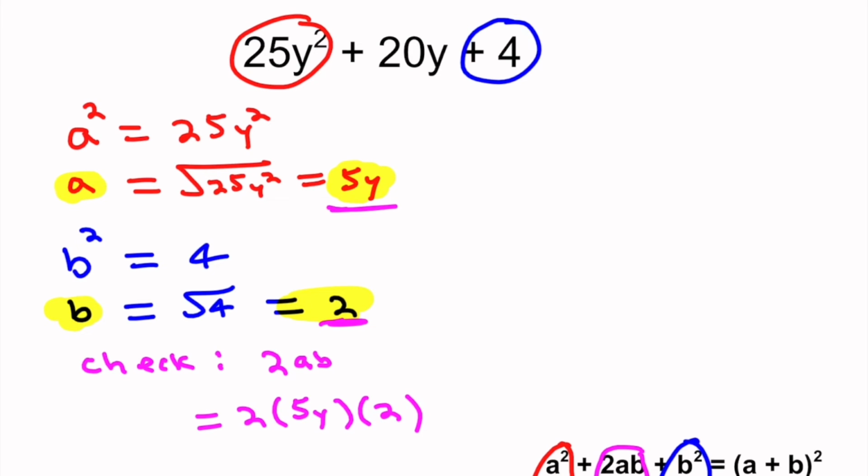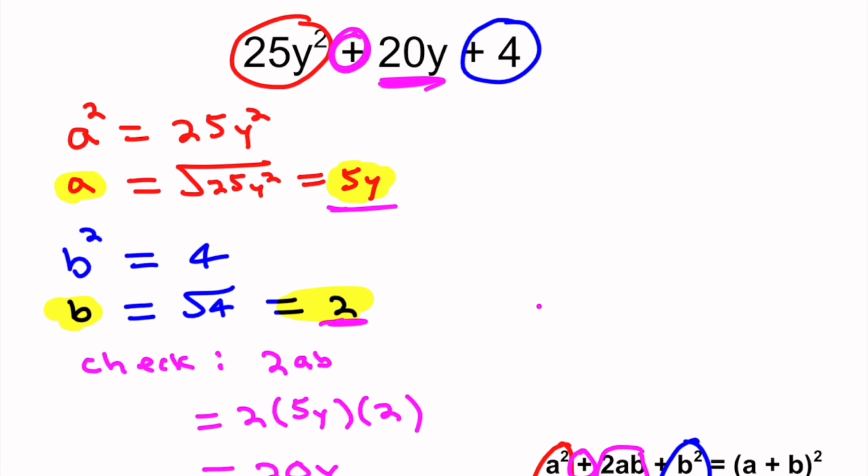So 2 times 5 is 10. 10 times 2 is 20. And the y, there's no other y's there, so it's just going to stay as 20y. And what do you know? This 20y is the exact same as this 20y. Again, ignore the plus or minus symbol because it could be either version down here, plus or minus. So we just want to make sure that the term itself is the same, and it is. So that means this is definitely a perfect square trinomial.